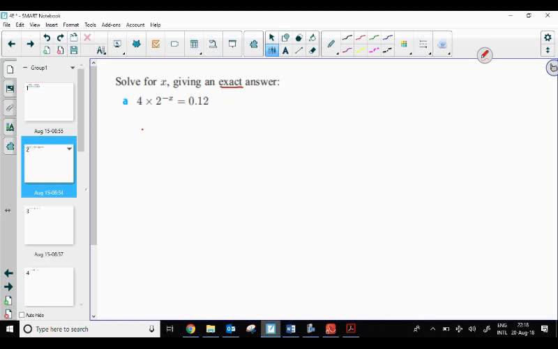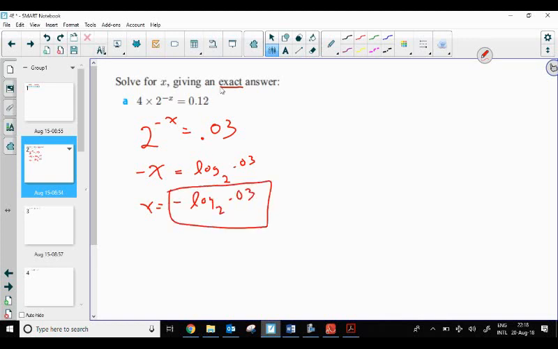So I think first I should divide by 4. That's going to be 0.03. And now I need to isolate the x. How? By rewriting this in logarithmic form. Negative x is equal to log base 2 of 0.03. So x is just going to be equal to negative log base 2 of 0.03. This is an exact answer. I know it looks weird, but that's exactly what the problem is looking for.